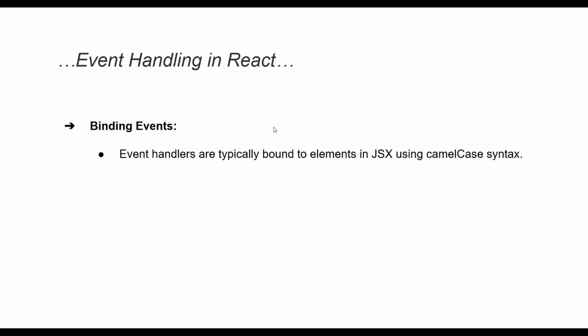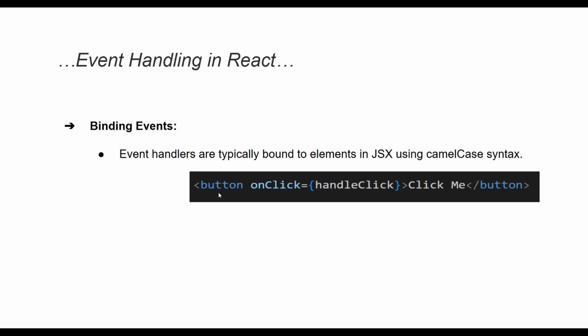So when we declare a function somewhere, we attach that function, we bind that function to our JSX component using the camelCase syntax. For example, right here we have the button element. And here we have created an event that should happen when this button is clicked. This is a kind of event listener. We listen to the onClick event, so when the button is clicked, then this function we've declared somewhere is going to be executed.